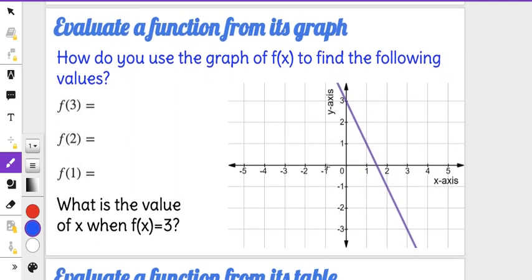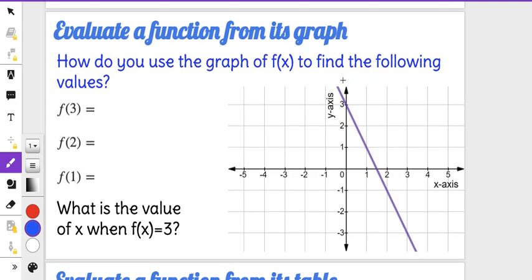Now, let's check the graph. As you can see, we have a linear graph here, so please focus on this purple line. It is the graph we are going to use. So please pay attention to this one. The first one is f of 3. As we know, this value is x. This tells us when x is 3, what's the value of y.